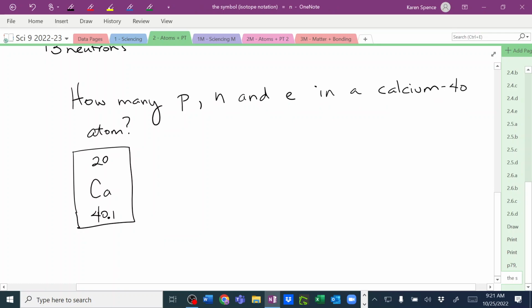Yeah, it's in the second column. Calcium's in the second column. Yes. We will talk about that in just a moment, once everybody's finished writing.